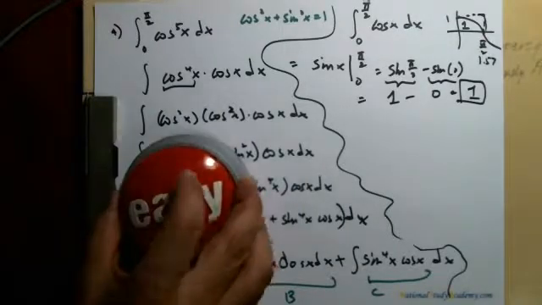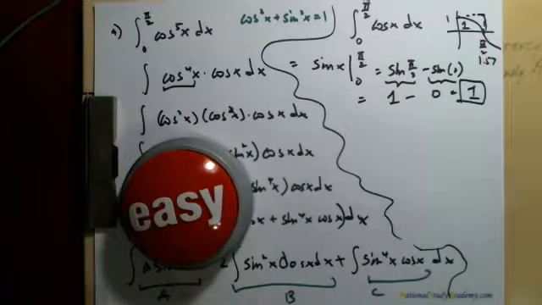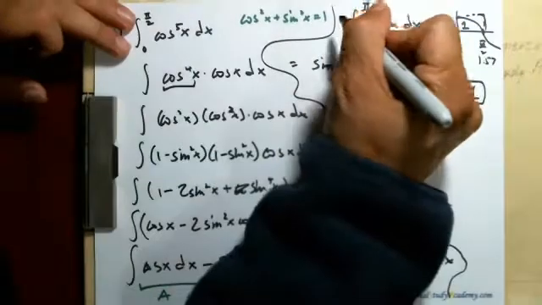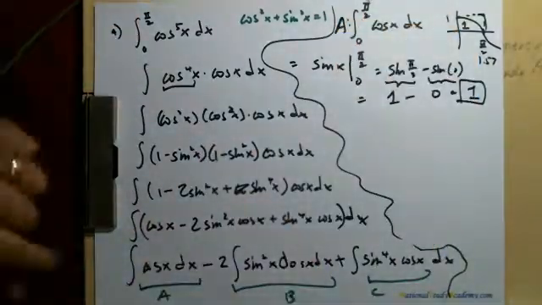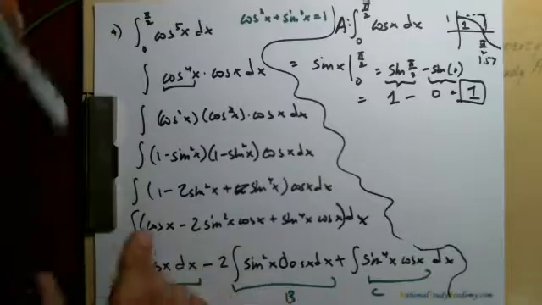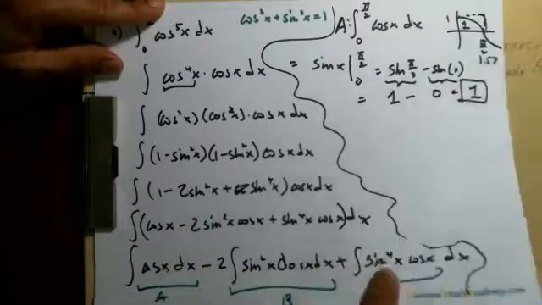Okay. That was easy. Yeah, I have the easy button. I'm sorry, most of you don't. Anyway, so that's part A right there. Well, let's do part B now. I'm going to do it on a different piece of paper because it's going to take a little bit more space. Part B looks something like this.